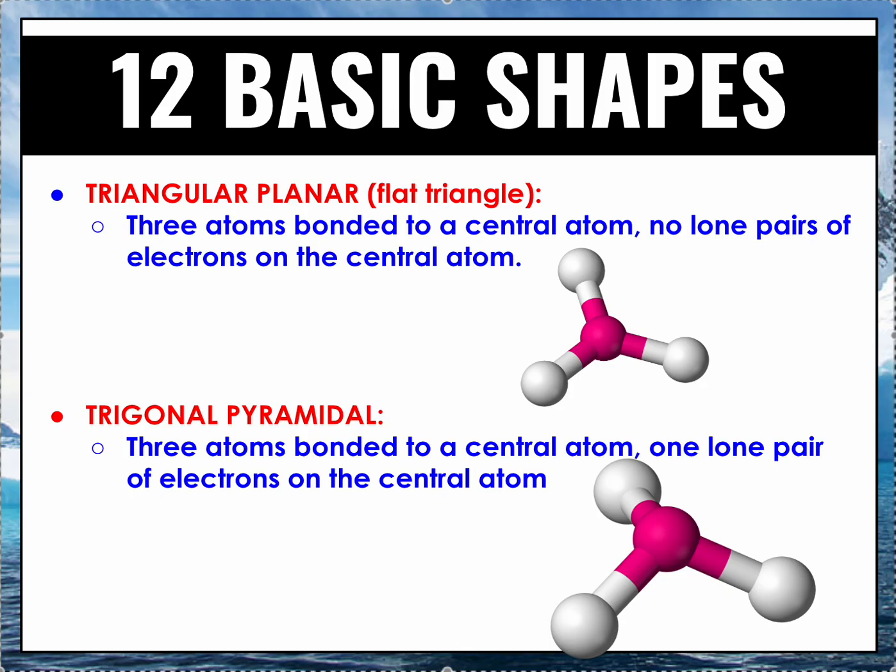And then the next shape that we have is trigonal pyramidal, where we have three atoms bonded to the central atom and one lone pair of electrons on the central atom. So an example of this would be ammonia, because on the nitrogen we have one lone pair, but we also have three hydrogens bonded to it, and that lone pair essentially pushes down on those hydrogens to make them slightly bent to give you the pyramidal shape.